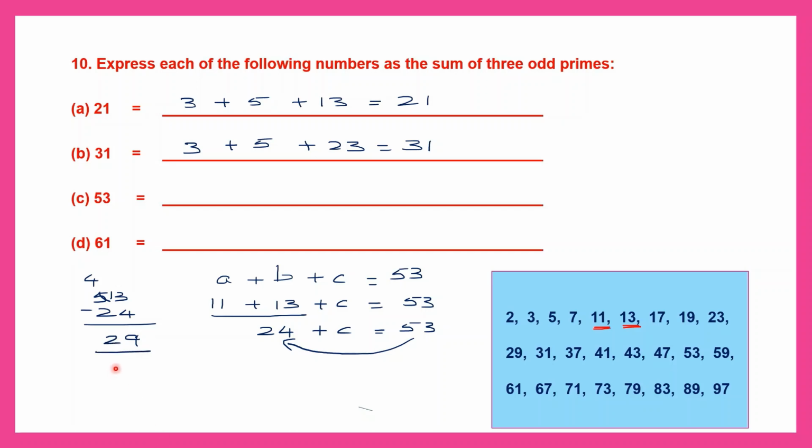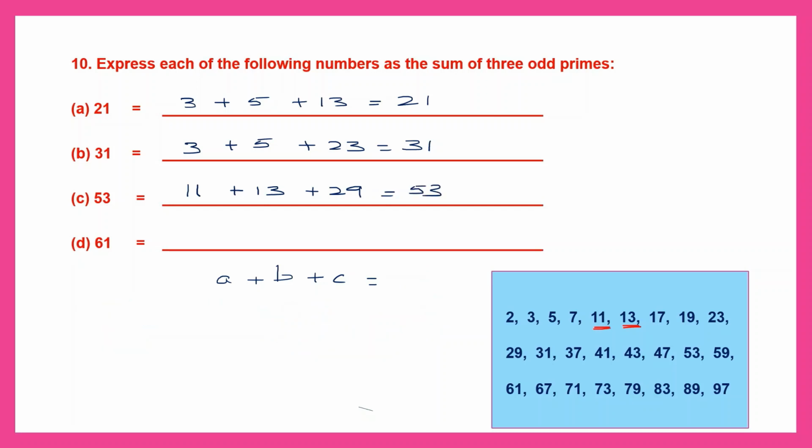Can 29 be the third number? It can be the third number if it is a prime number. So let's check and see. You have 23 and 29. Yes, 29 is a prime number, so that can be a third number. So we have 11 plus 13 plus 29. Let's write that down. 11 plus 13 plus 29 will give us 53. So now A plus B plus C should give us the fourth one, D, which is 61.